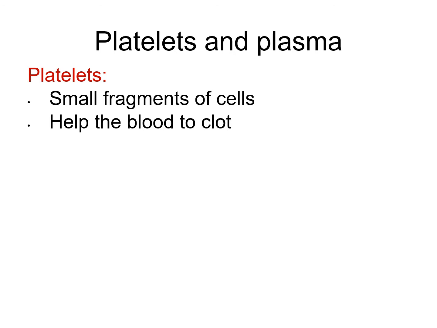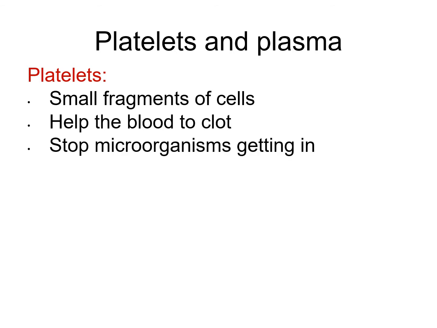So when you cut or injure yourself, the platelets rush into the area where the injury is and start to clump together and help prevent you from bleeding. They also help stop microorganisms getting in. So when you cut or injure yourself, you've got an opening in your skin which could potentially let in infection. The platelets help sort of plug that hole and prevent harmful things like bacteria and viruses getting in through the wound.